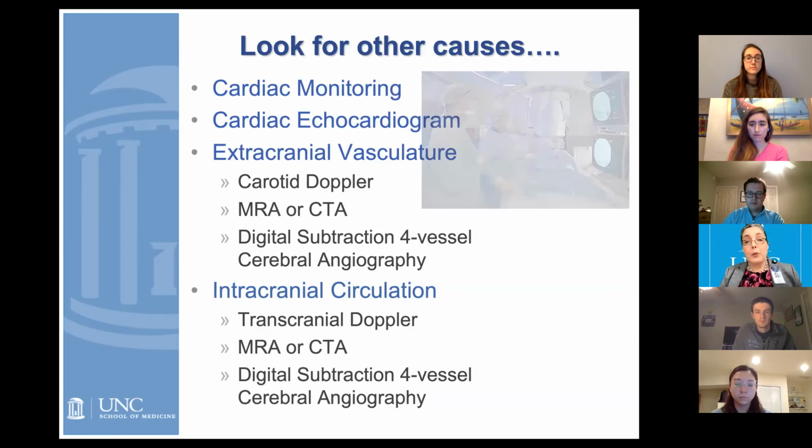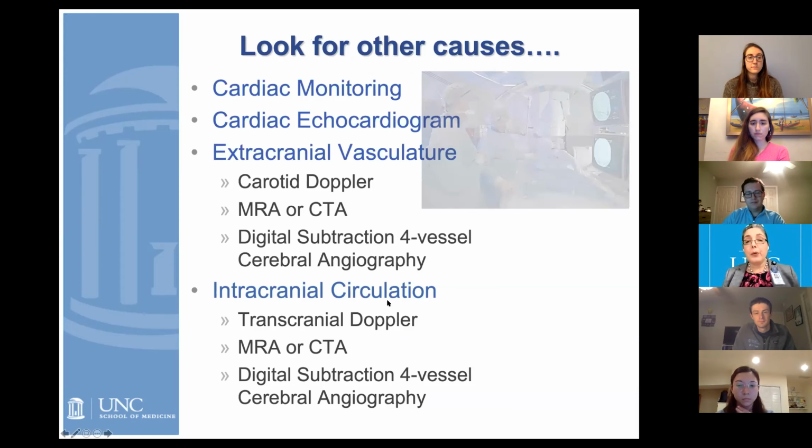It's very important we find the cause of the stroke. We want to prevent the next one. So we look at the heart, looking for atrial fibrillation, looking for endocarditis. We look at the blood vessels, we look at the carotids. We can use Dopplers, we can use MRAs, we can use CT angiograms, and we can have the gold standard called digital subtraction four-vessel cerebral angiography, which is where we put dye into the blood vessel. And sometimes we still do that.